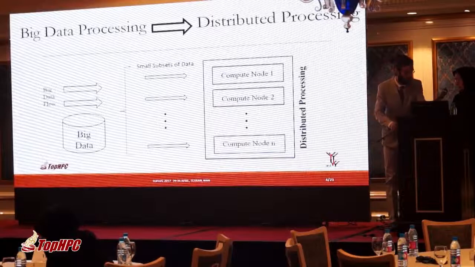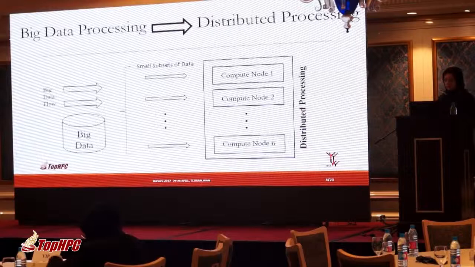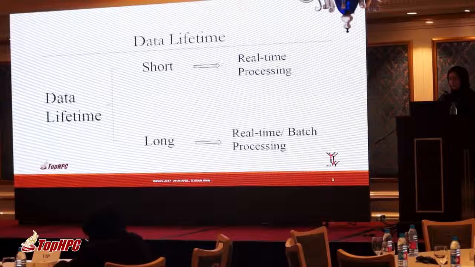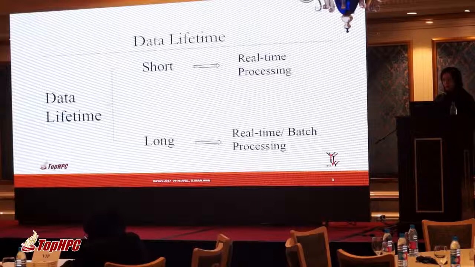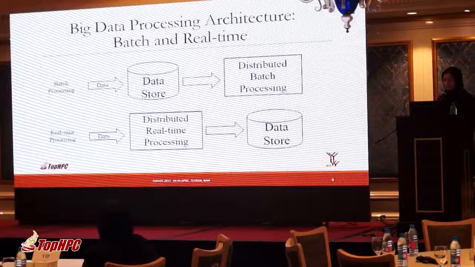For big data processing, we have to cut big data into small subsets of data and distribute them to the several compute nodes for parallel processing. Data has two kinds of lifetime, short and long. For short lifetime processing, we have to use real-time processing, and for the long, we can use both real-time and batch processing. Batch processing, we have to store data and then use distributed batch processing. And for real-time processing, we have to use distributed real-time processing and then store the data.